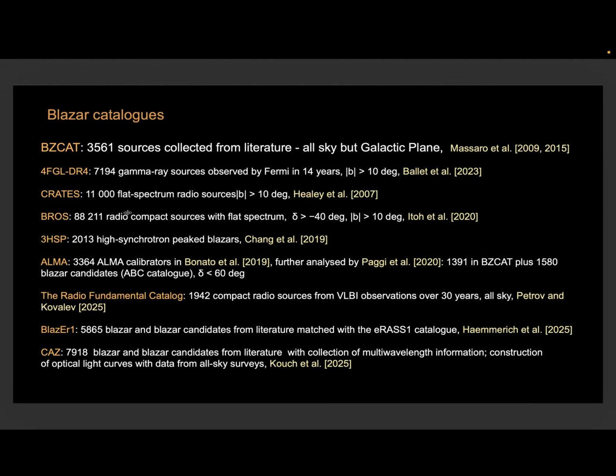We have several blazar catalogs available. This is the list, which is not complete. They contain different numbers of objects that were selected in different ways. The BZCAT is the catalog which is usually used when you need a reference sample, because it contains mostly spectroscopically confirmed objects.